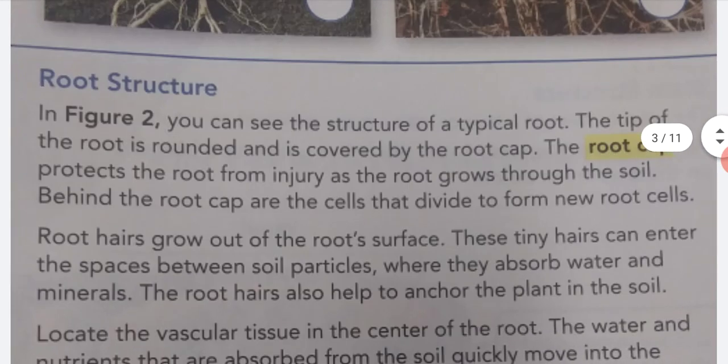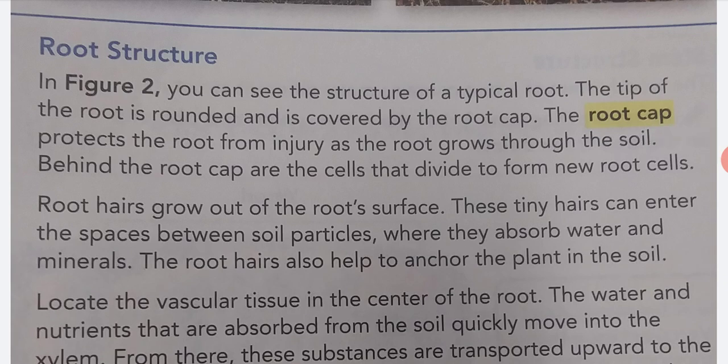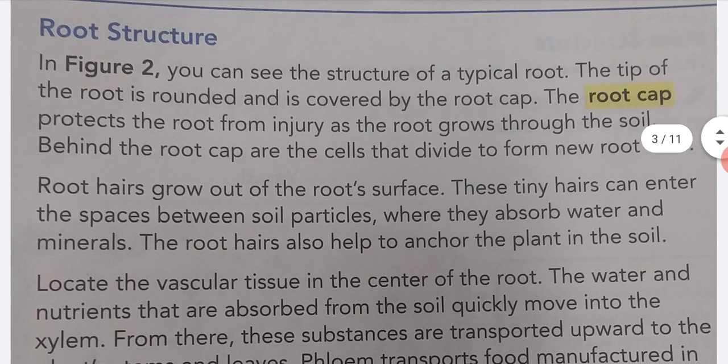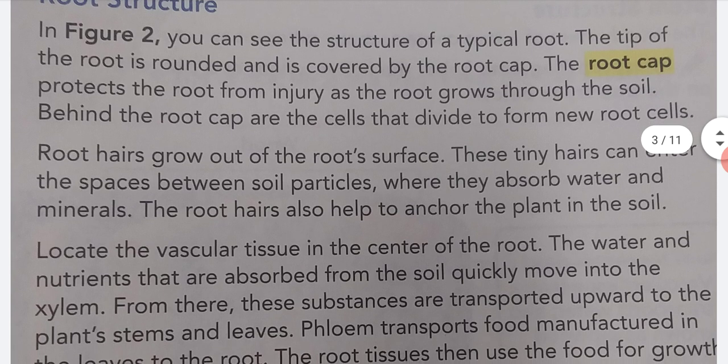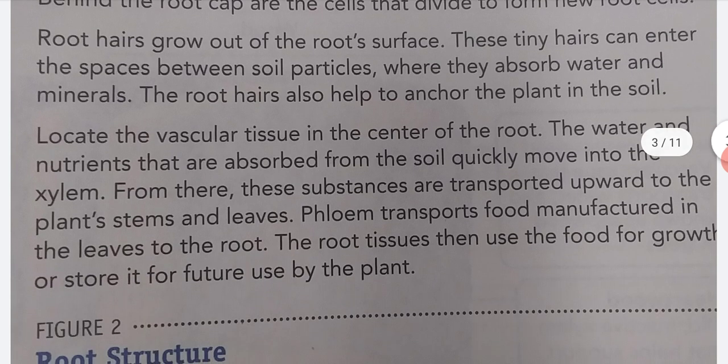Root structure. In Figure 2, you can see the structure of a typical root. The tip of the root is rounded and is covered by the root cap. The root cap protects the root from injury as the root grows through the soil. Behind the root cap are the cells that divide to form new root cells. Root hairs grow out of the root surface. These tiny hairs can enter the spaces between soil particles, where they absorb water and minerals. The root hairs also help to anchor the plant in the soil.